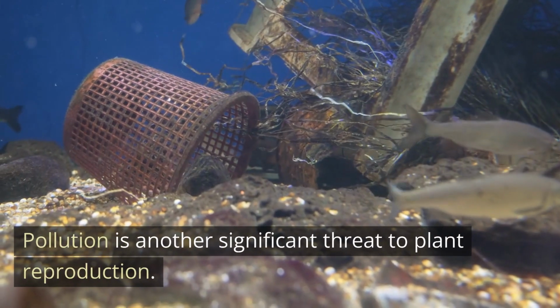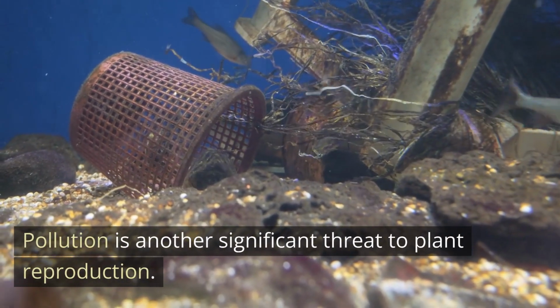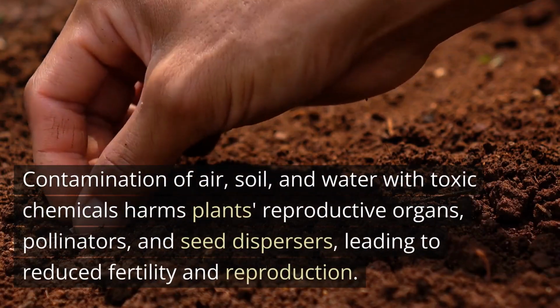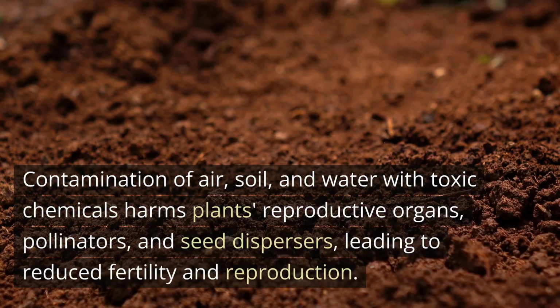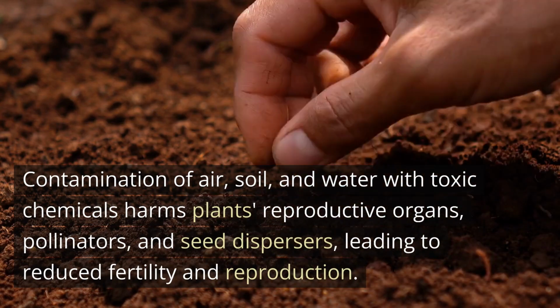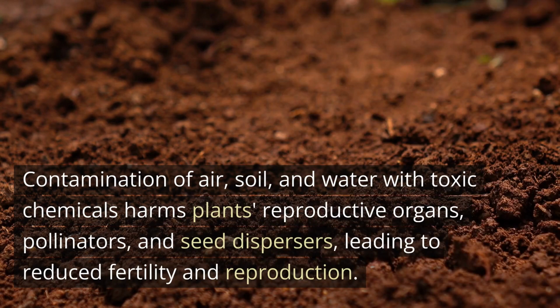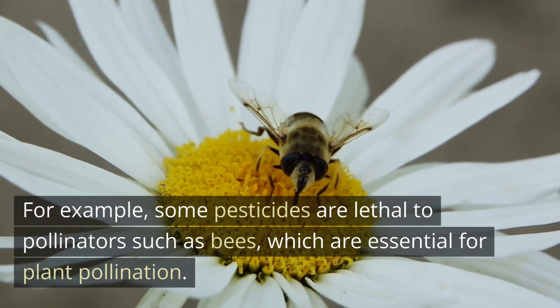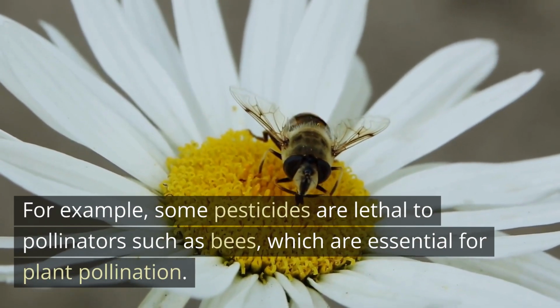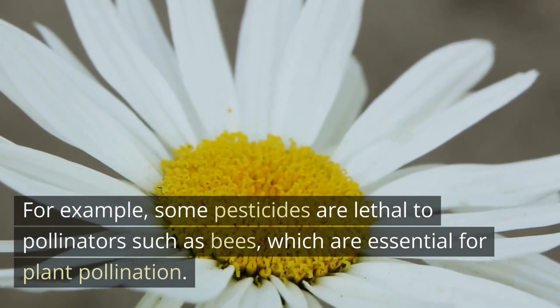Pollution is another significant threat to plant reproduction. Contamination of air, soil, and water with toxic chemicals harms plants' reproductive organs, pollinators, and seed dispersers, leading to reduced fertility and reproduction. For example, some pesticides are lethal to pollinators such as bees, which are essential for plant pollination.